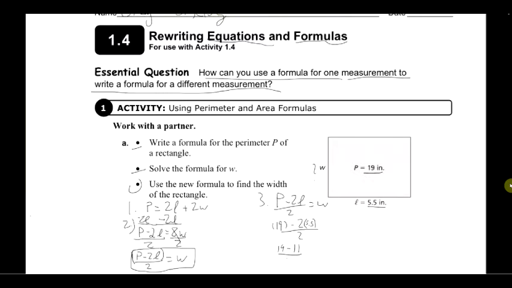All over 2. 19 minus 11, just simplified. I'm going to write that over here. 6 over 2, and 6 divided by 2 is 3. So is it fair to say that our width is 3 inches? I think so.